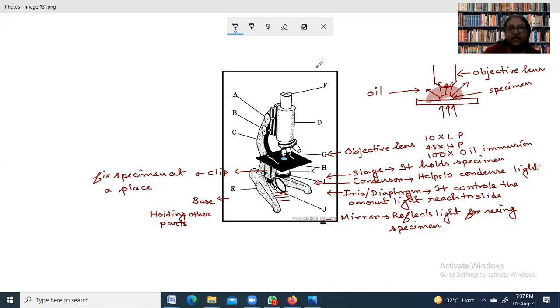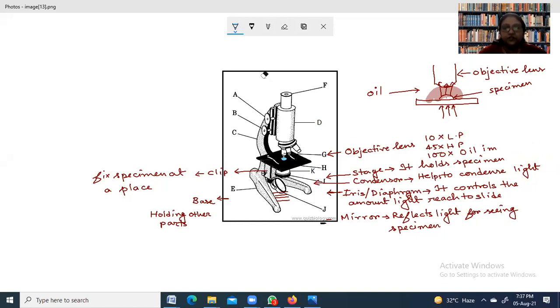Okay. So what will happen with this? The light rays which were scattering will not scatter, and the objective lens can retain the maximum number of light rays coming from the specimen. So this is the beauty of the oil immersion lens, and this is the reason why when the high power objective lens gives you 45x magnification, the oil immersion objective lens can give you 100x magnification.